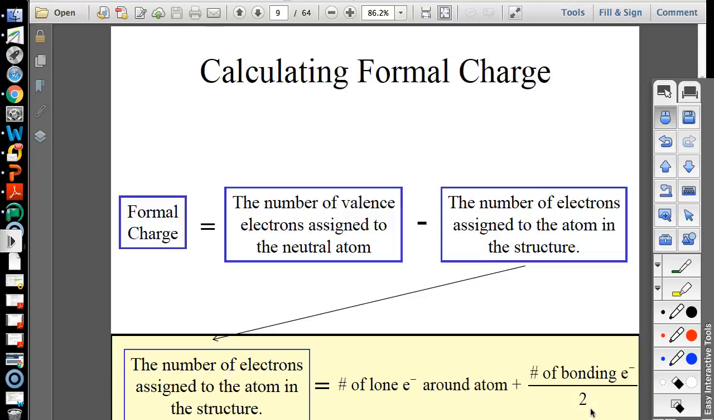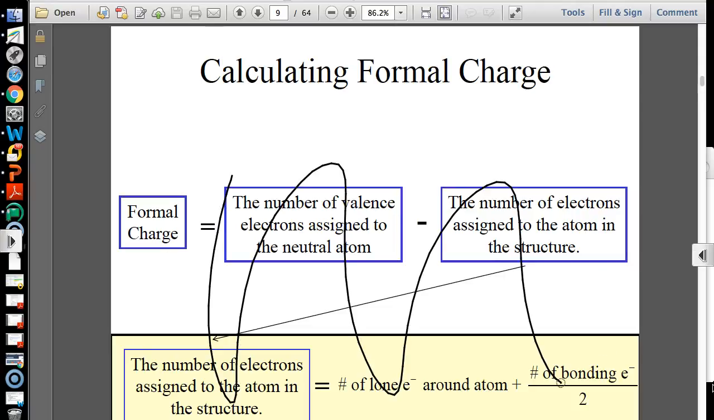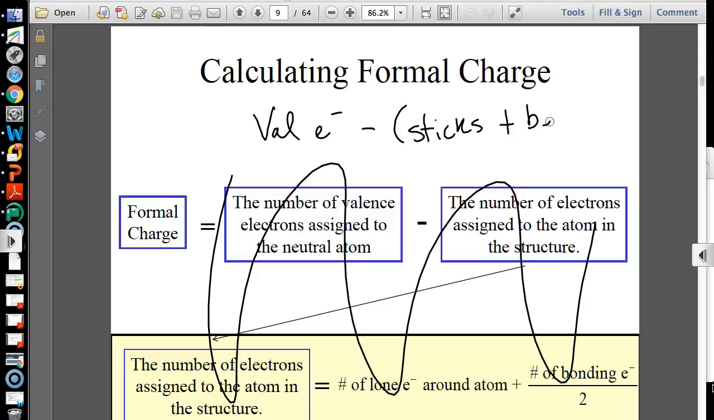No, I'm just kidding. Here, I'm going to tell you how to do this. Just ignore this. This is how to do formal charge. Formal charge is equal to valence electrons, which you can find on the periodic table, minus sticks plus berries. Valence electrons minus sticks plus berries. It works.